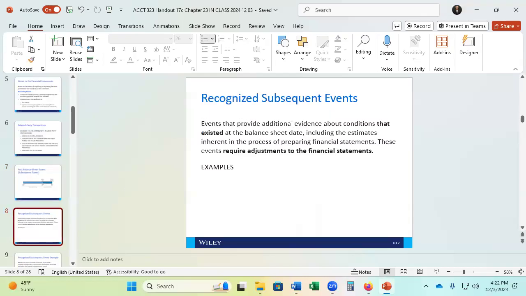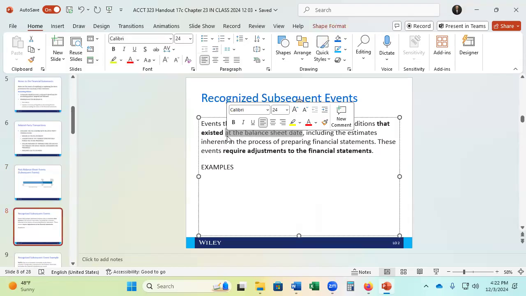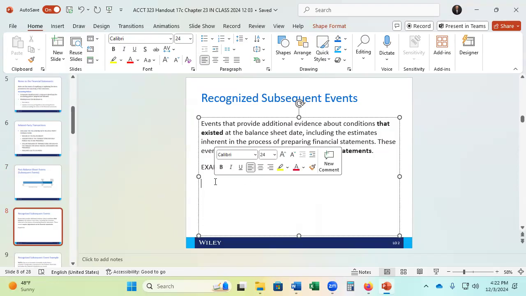Events that provide additional evidence about conditions that existed, and this is important, at the balance sheet date, including the estimates inherent in the process of preparing financial statements. These events require adjustments to the financial statements. So this is another thing where auditors can really dig down into an area and look at it, right?